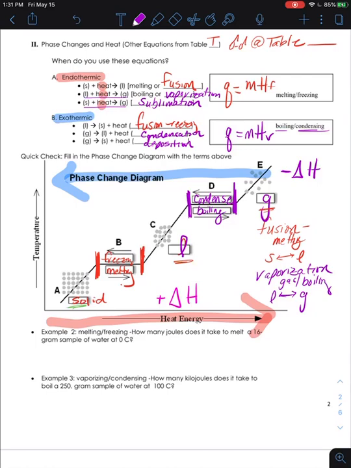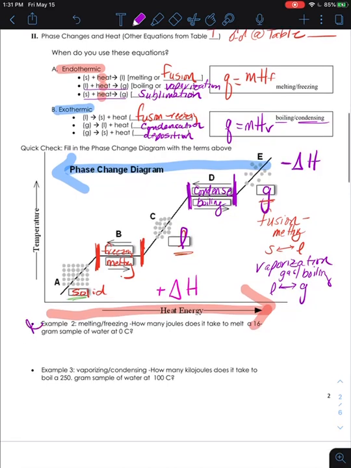So what I'd like you to do is practice these two examples. When you get into school, I'd like to see your notes.